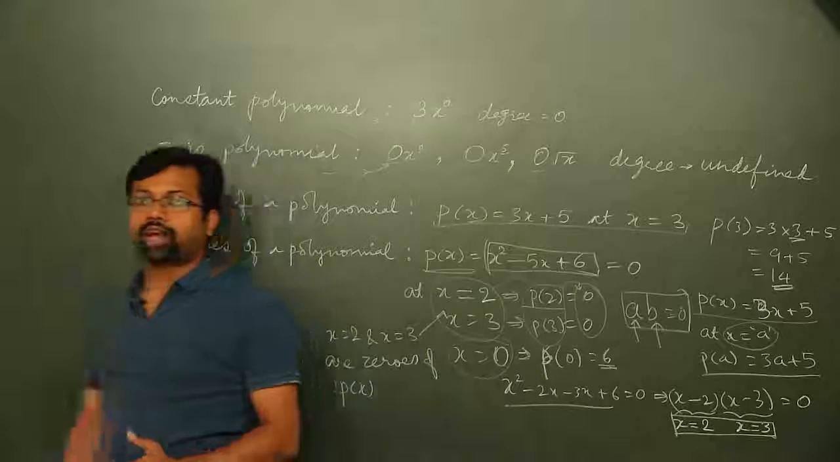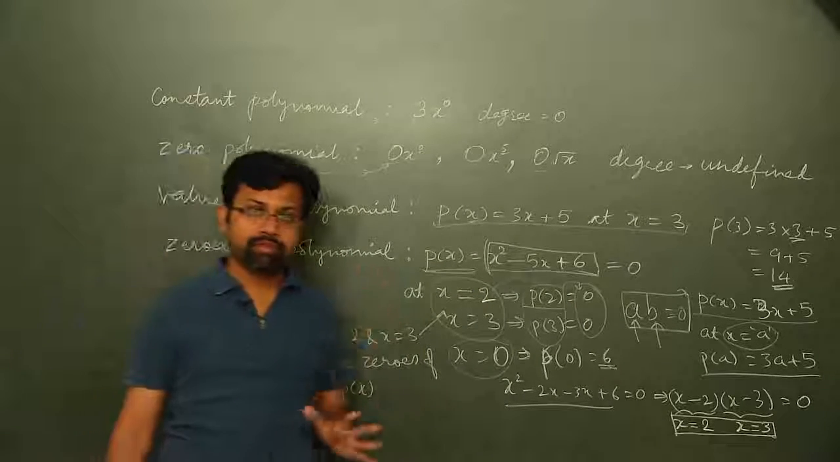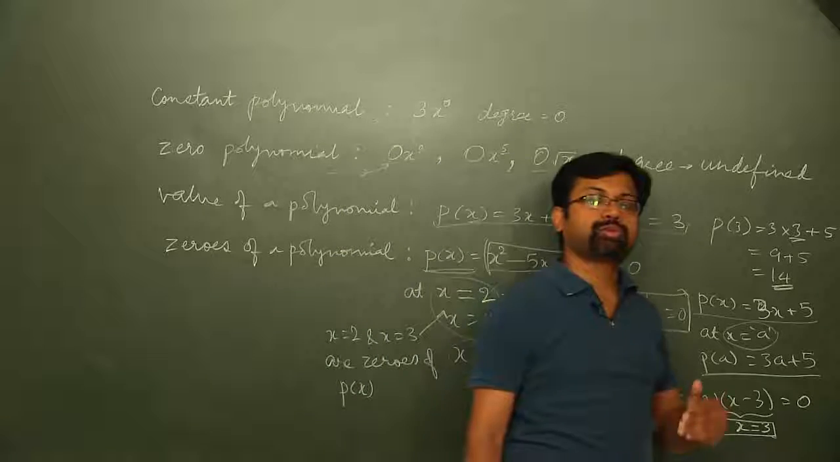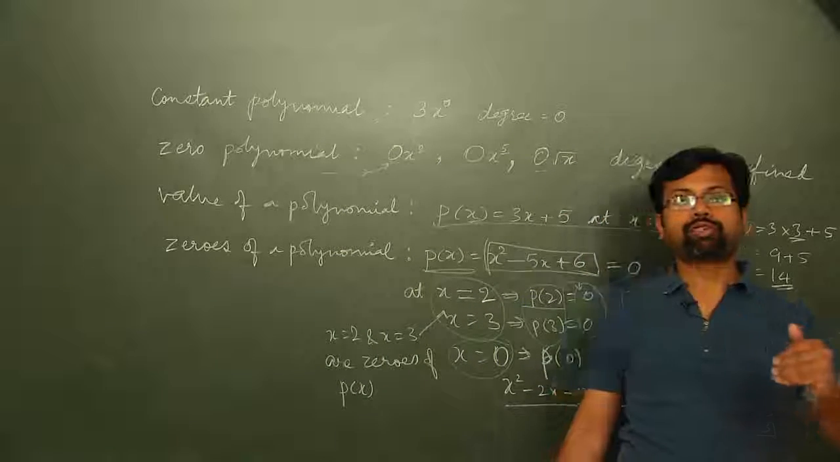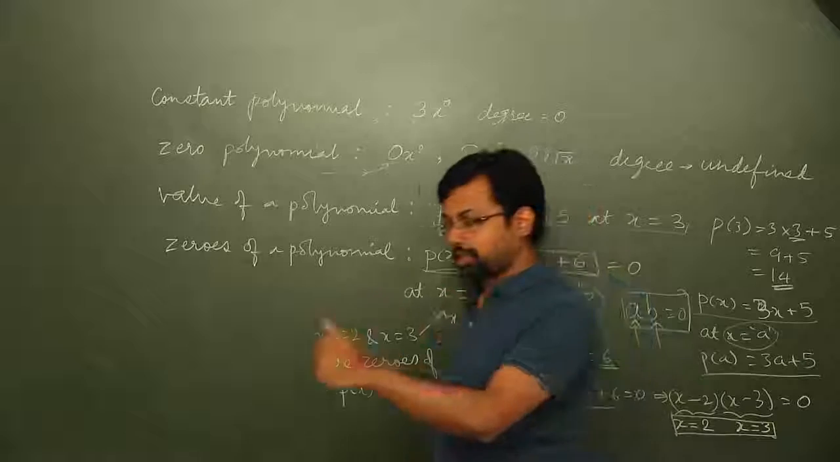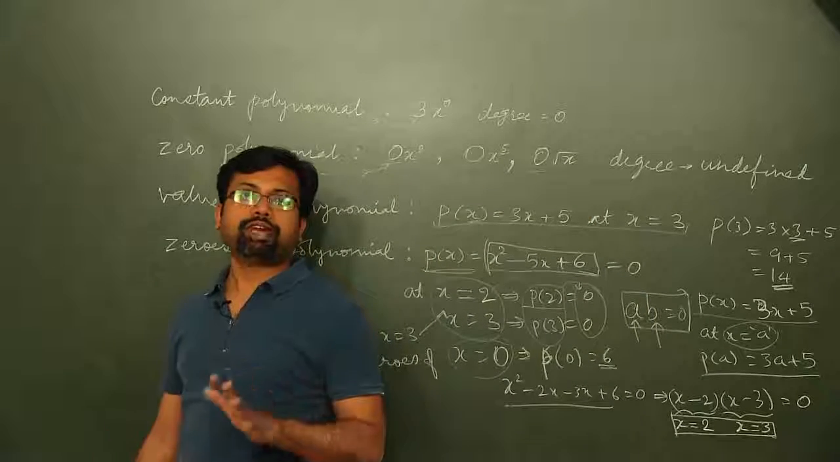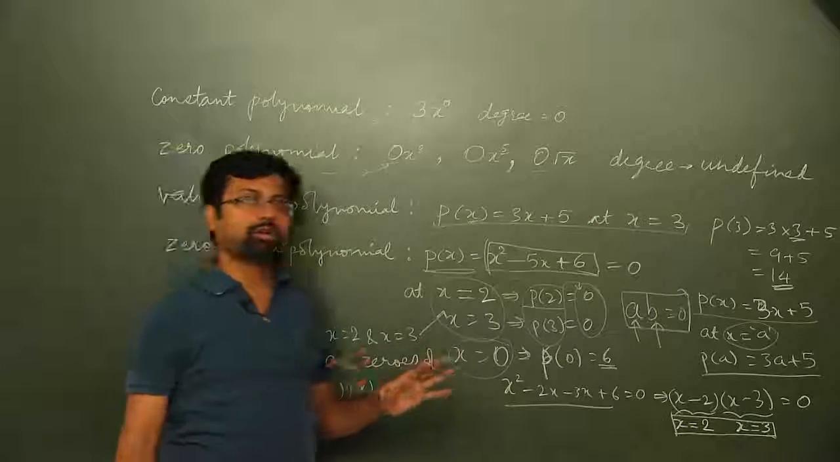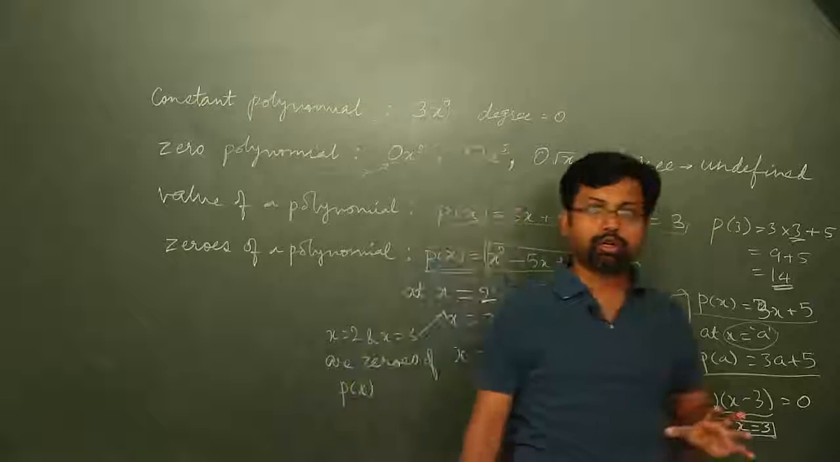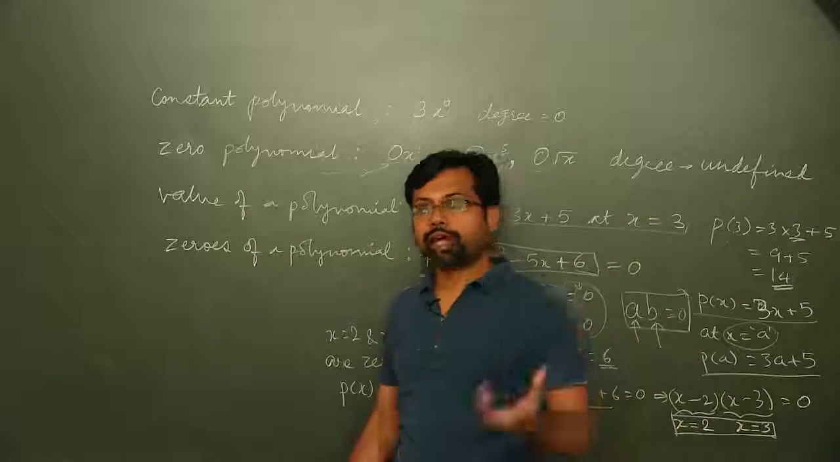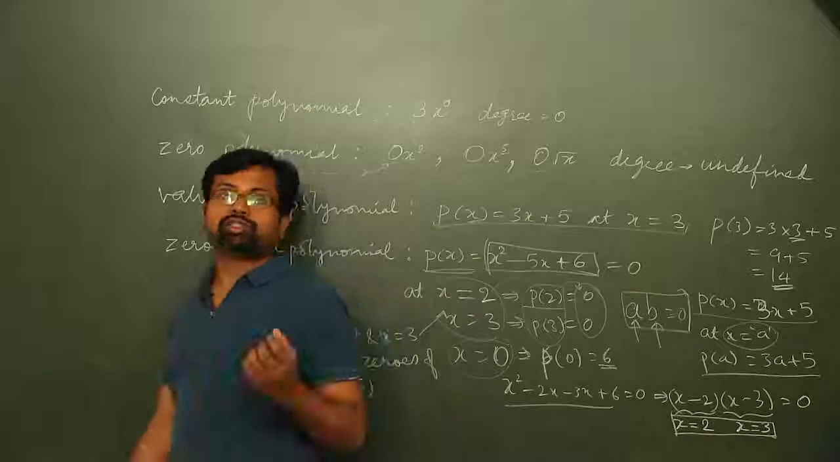Whereas to calculate the value of polynomial at any given value of x, you simply need to substitute the value of x with the given value of a. And this is how you obtain the value of a polynomial. So I hope you got what the difference between constant and zero polynomial is and how you calculate the value of a polynomial and the zeros of a polynomial.